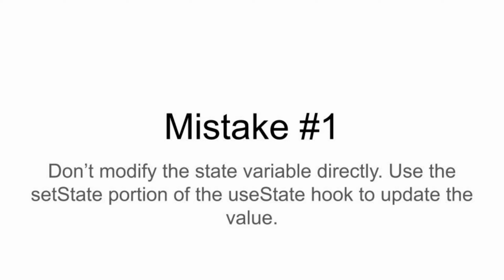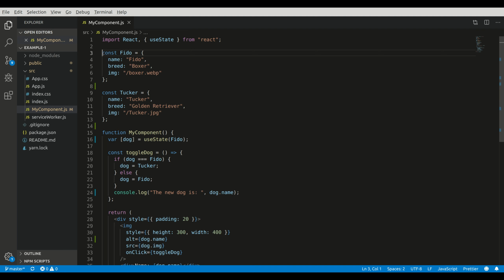The first mistake I'll be going over is modifying the state variable directly as opposed to using the setState portion of the useState hook. In this example, we have two objects, Fido and Tucker, which both represent different dogs. As you can see, each object has a name, a breed, and a URL to an image associated with it.